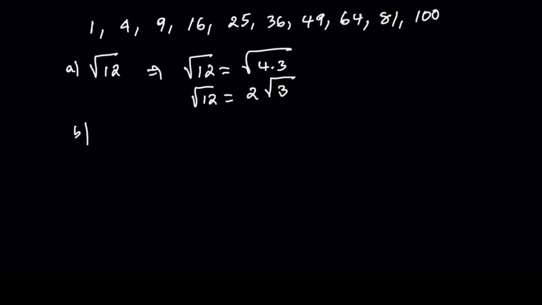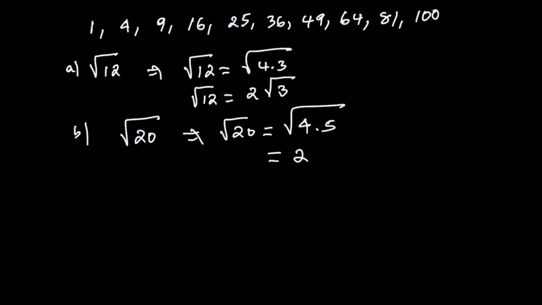Let's try another one. Simplify the square root of 20. The largest perfect square that goes into 20 is 4. 20 divided by 4 is 5. Rewrite it as the square root of 4 times the square root of 5. The square root of 4 is 2. So the simplified form is 2 square root 5.